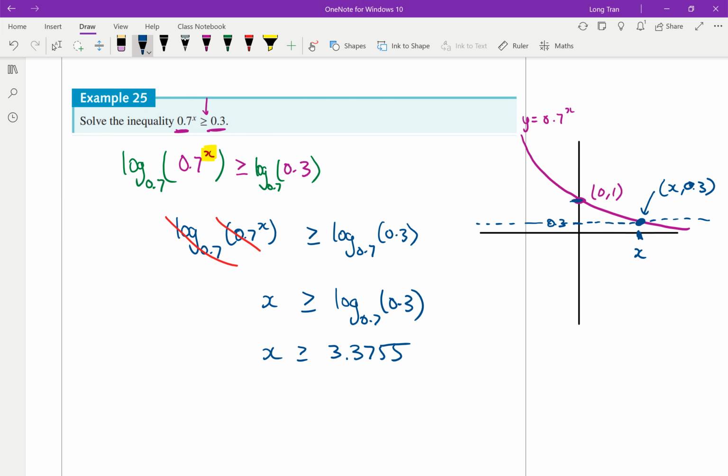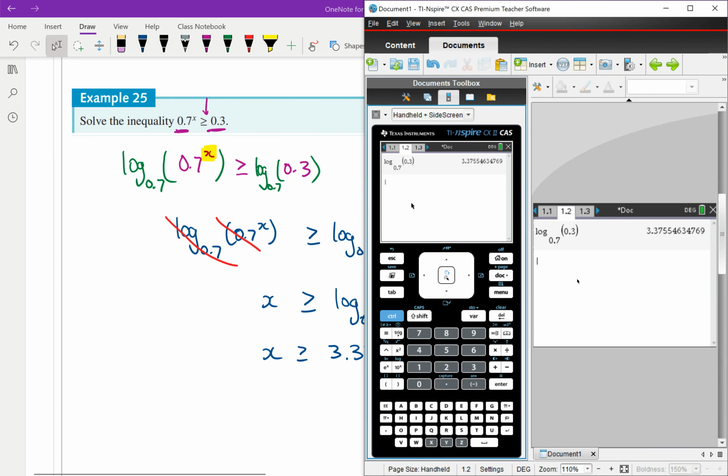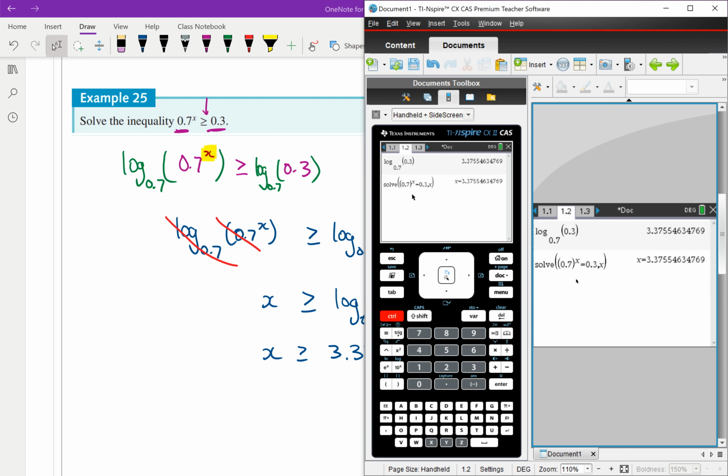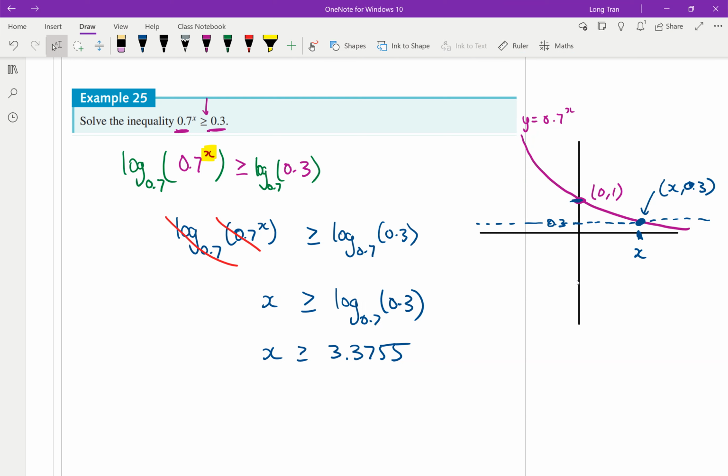Now, if I solve that on a CAS just so that it makes it much easier for you to understand, I'll say solve 0.7 to the power of x equals 0.3, comma x, and you get 3.375. That's what you were calculating. So that tells me when x is 3.375, that's when the graph will be exactly 0.3.